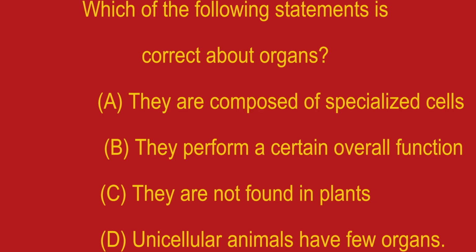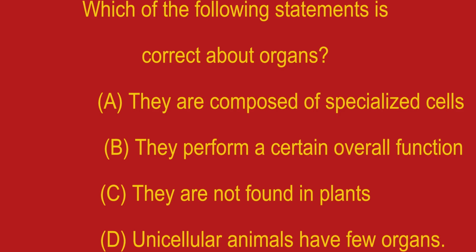Which of the following statements is correct about organs? A. They are composed of specialized cells. B. They perform a certain overall function. C. They are not found in plants. D. Unicellular animals have few organs. So when you look at this, we are looking at the statement that is correct about what? Organs. So A, they are composed of specialized cells.